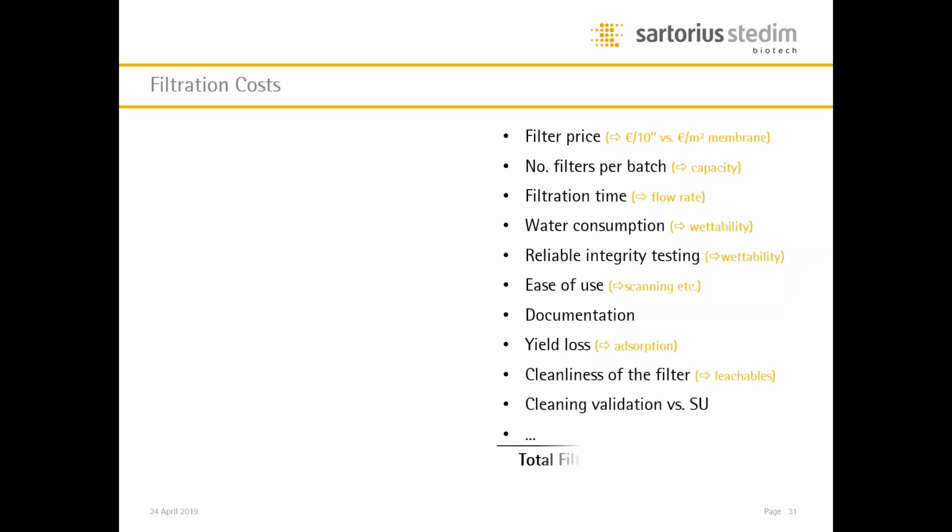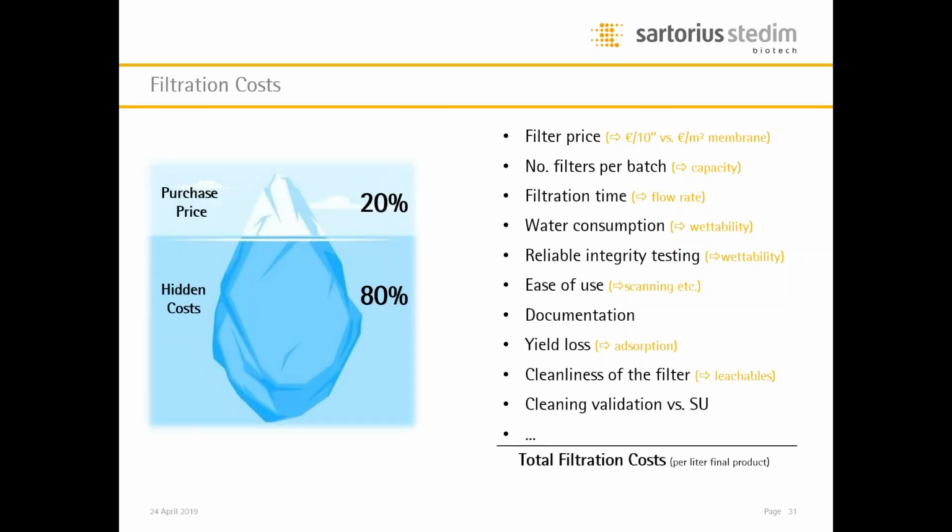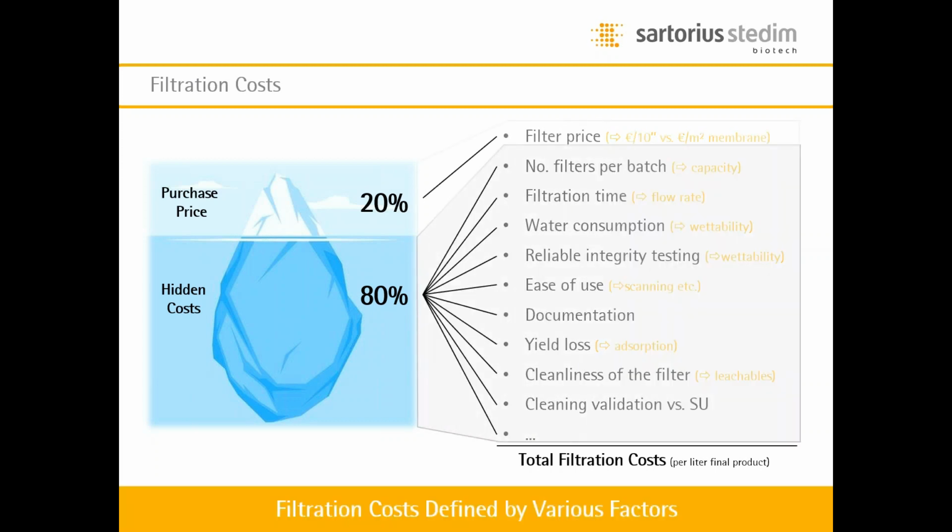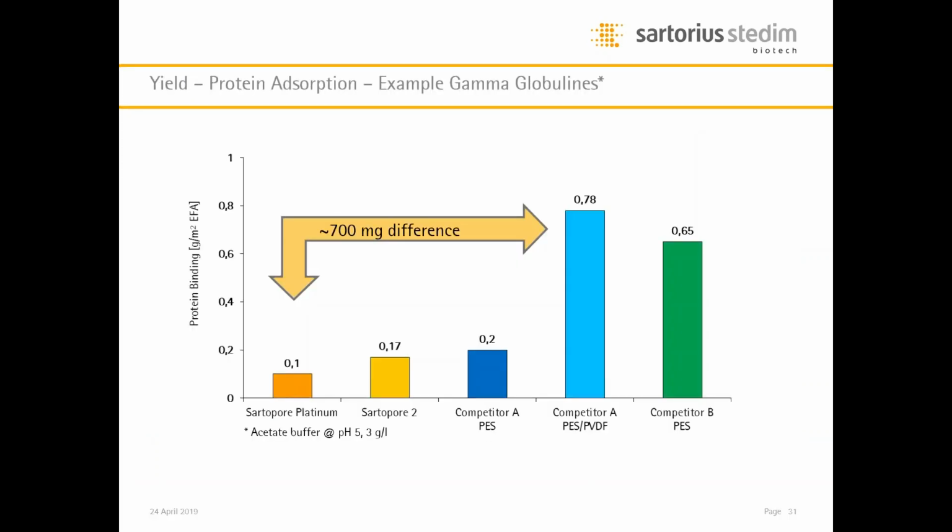And so finally, the filtration cost is not only the purchase price. This accounts for something like 20% of the total filtration cost. But most of the filtration costs are so-called hidden costs. And here is a huge optimization potential that we see in the market, and where technical specialists can help the users to gain some value just by changing process parameters of different parts of the equipment. So filtration costs are defined by various factors.